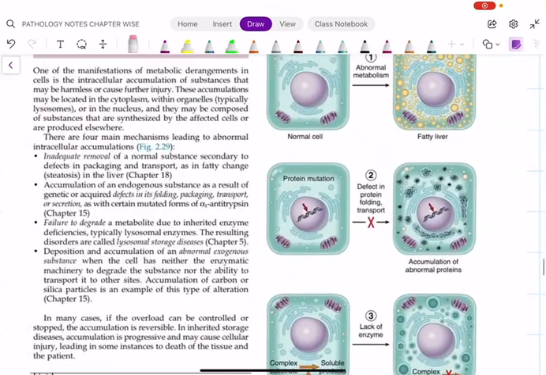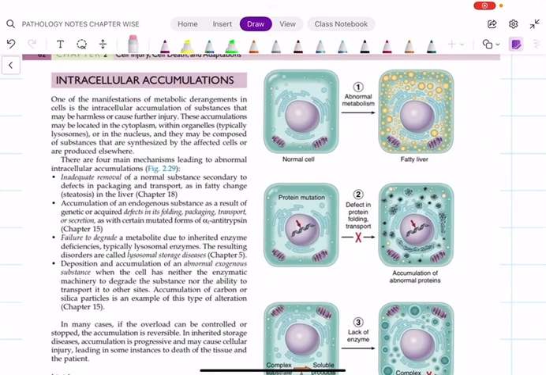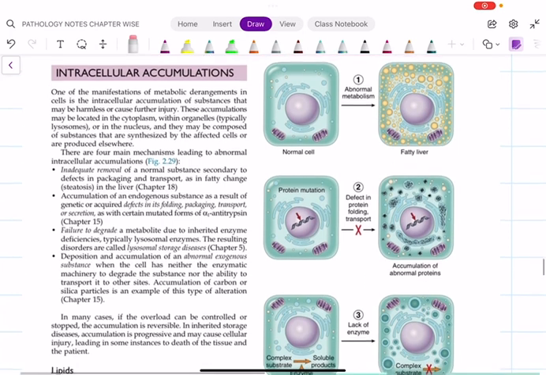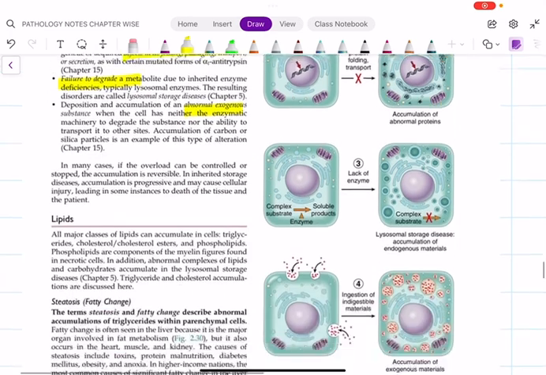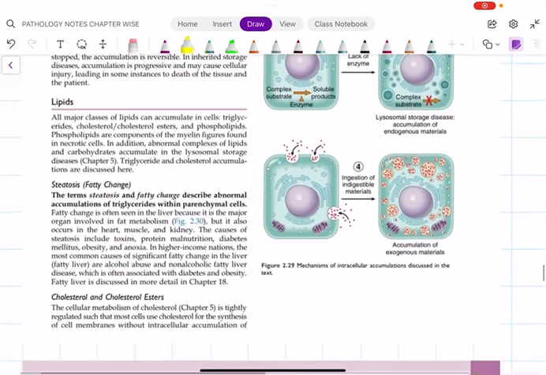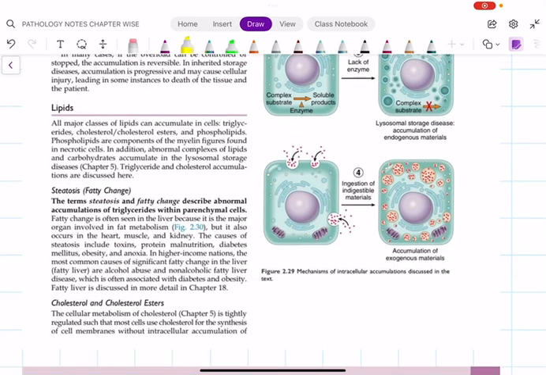Let us see some of the intracellular accumulation. Why is there intracellular accumulation? Due to inadequate removal, defect in packaging, failure to degrade, as you have learned in lysosomal storage disorders, or due to some other substance. Let us see lipids. We have fatty change. Fatty change is a feature of reversible cell injury. What is the earliest feature of reversible cell injury? That is cellular swelling.